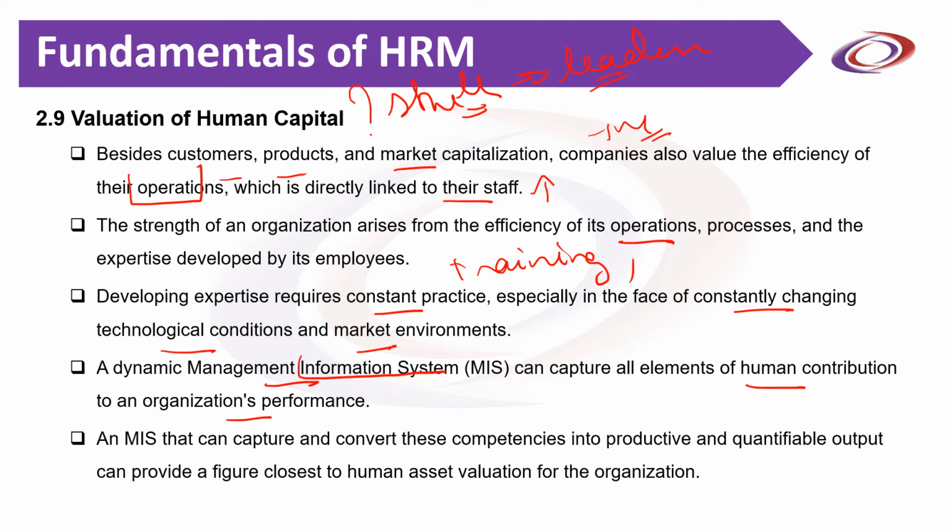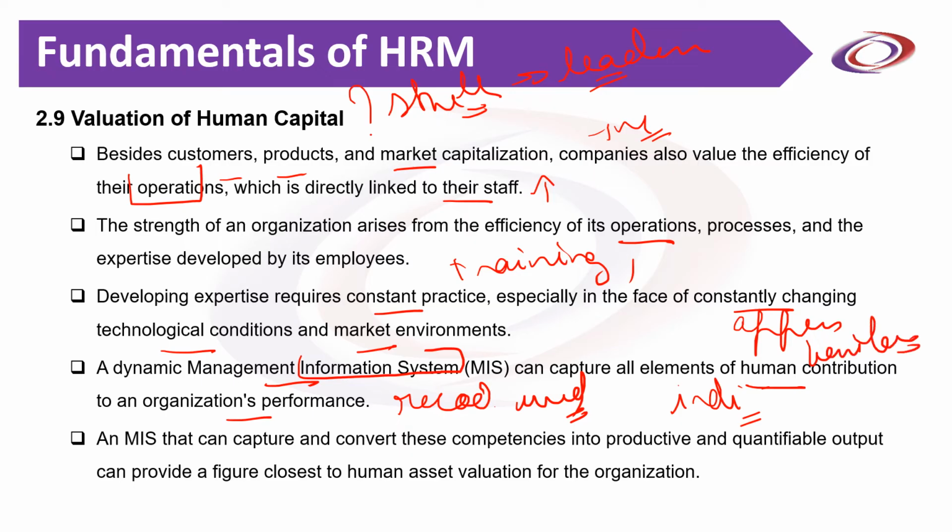All the information under the MIS is recorded and can be used by the management at any time so that they can value the contribution of every individual in the organization. Accordingly, appraisals can be provided, benefits can be increased, and motivation can definitely be enhanced. So an MIS can capture and convert these competencies into productive and quantifiable output that can provide a figure closest to human asset valuation for the organization.